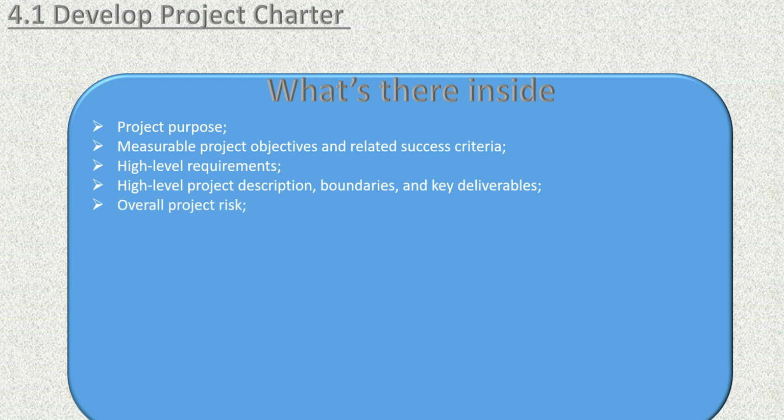Then overall project risk. Yes, the risks which you foresee at the beginning of the project, you have to mention all those high-level risks here. Then summary milestone schedule. Now, suppose your project is a 5-year project. You cannot just mention that at the end of 5 years I need this, and that's it. If you don't have intermediate milestones while the project is being executed, you will not be able to measure whether you are in line with meeting the ultimate goal of 5 years or not.